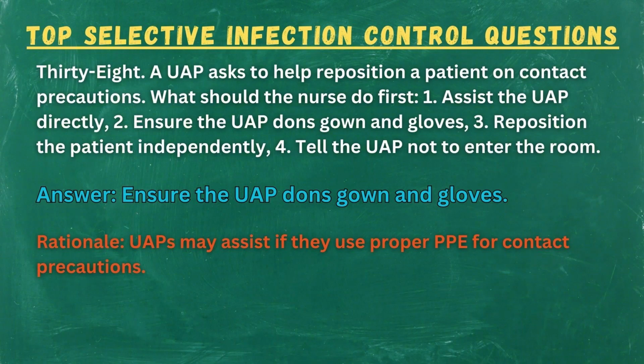38. A UAP asks to help reposition a patient on contact precautions. What should the nurse do first? 1. Assist the UAP directly. 2. Ensure the UAP dons gown and gloves. 3. Reposition the patient independently. 4. Tell the UAP not to enter the room. Answer. Ensure the UAP dons gown and gloves. Rationale. UAPs may assist if they use proper PPE for contact precautions.